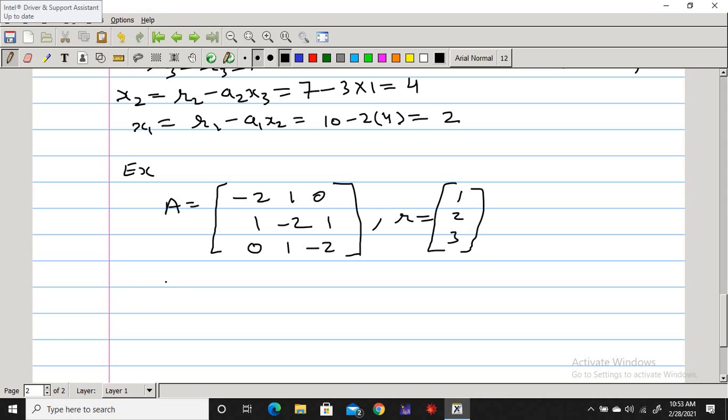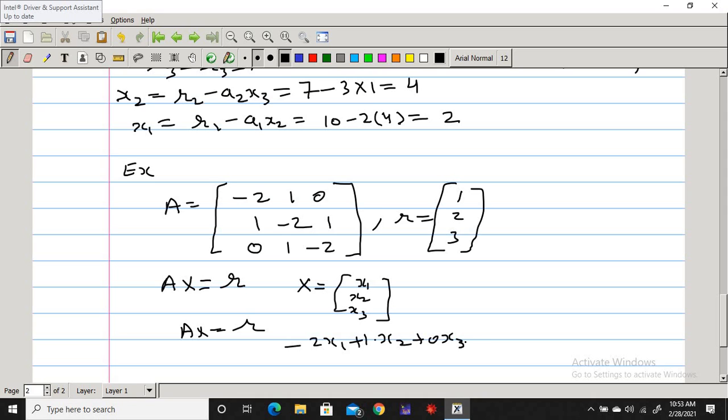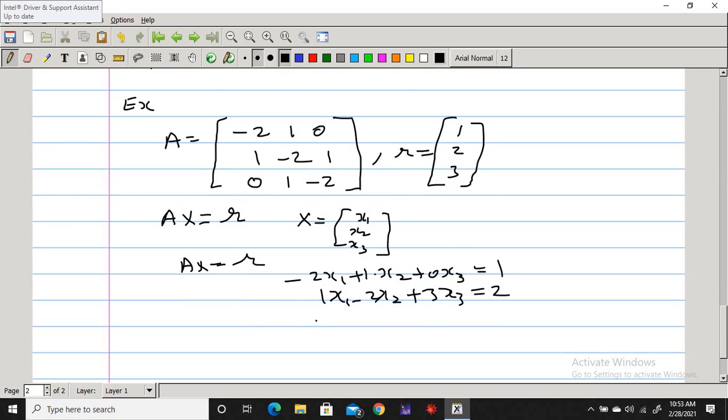And you never know, this question can be given in the linear equation form also. So Ax equal to R can be given. In that case, let's multiply this by x, where x is the vector of unknowns x1, x2, x3. So this becomes minus 2x1 plus 1 into x2 plus 0 into x3 is equal to 1. Similarly, 1x1 minus 2x2 plus 1x3 is equal to 2. And the third equation can be given as 0x1 plus 1x2 minus 2x3 is equal to 3.